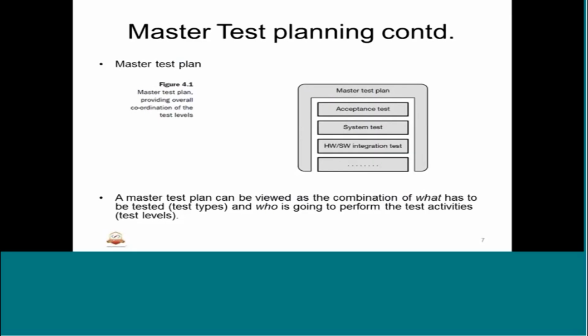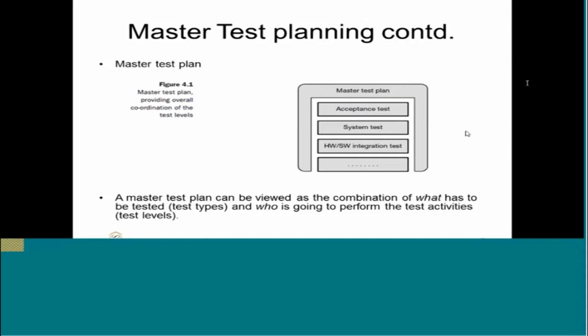So in continuation of the master test plan, here is a picture. We have already understood this. It is another way of depicting the master test plan. Don't get confused with what we studied in our earlier session. It is the same, where we have drawn a picture of different levels of test. We have acceptance test, system test, hardware software integration test, unit test, etc. It's all part of the master test plan. So a master test plan can be viewed as the combination of what has to be tested, that is the test types, and who is going to perform those test activities, the test levels.